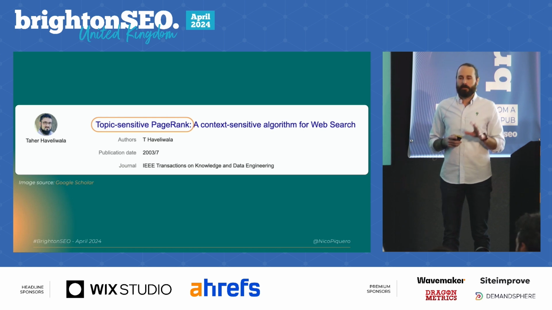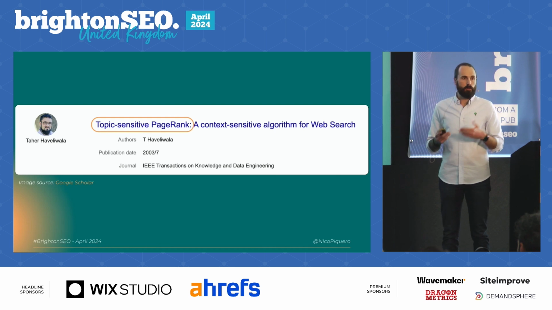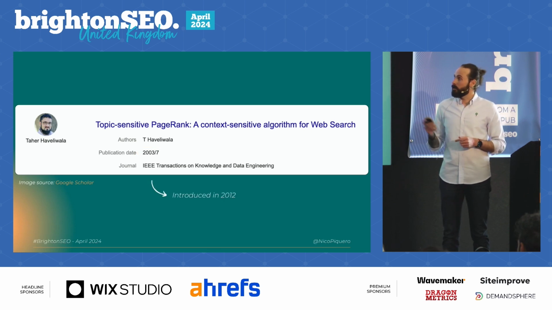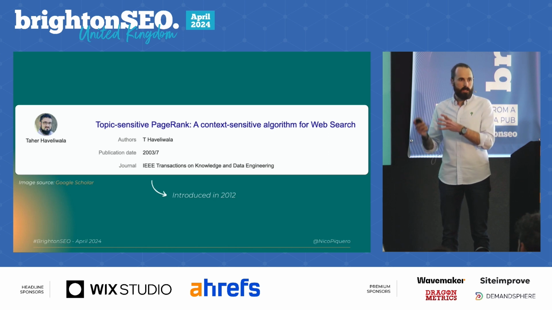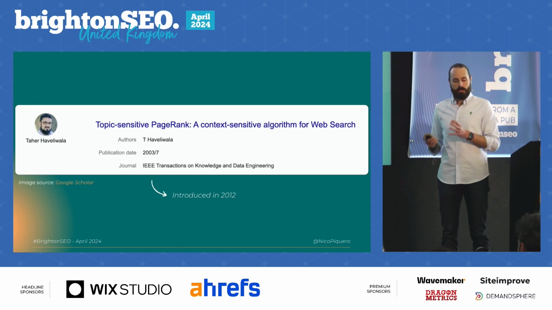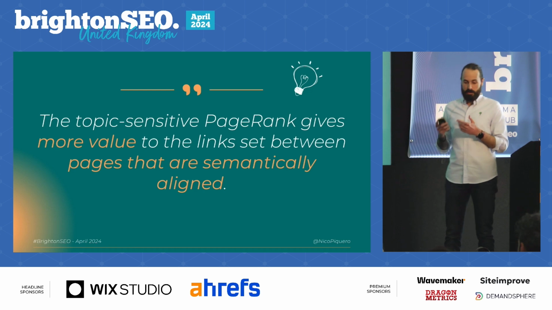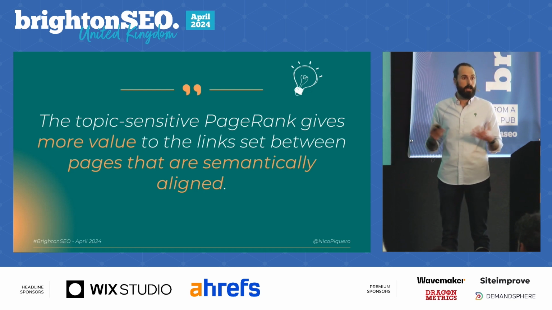Just a bit of history here. The initial PageRank has evolved over the years into a topic sensitive PageRank. This has been imagined in 2003 by a software engineer at Google at that time, Taher Haveliwala. And this has been introduced in 2012. And without going through the whole algorithm, vector, models, and all these things, you can find the official paper online if you like. In a few words, what it says is the topic-sensitive PageRank gives more value to the links set between pages that are semantically aligned.